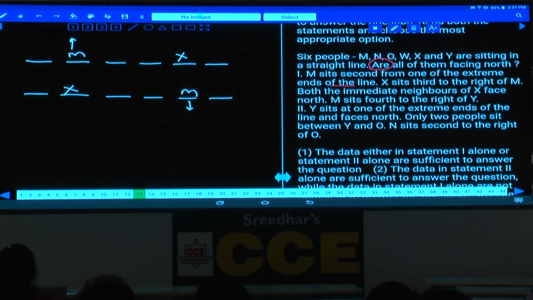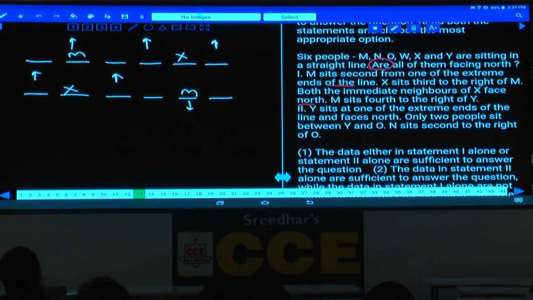Here, once South comes in, you looked at it as a bit complicated, didn't you? It can be south as well. Then X sits third to the right of M. Both the immediate neighbors of X face north, which means these two persons are facing towards north. Here also these two persons are facing towards north.